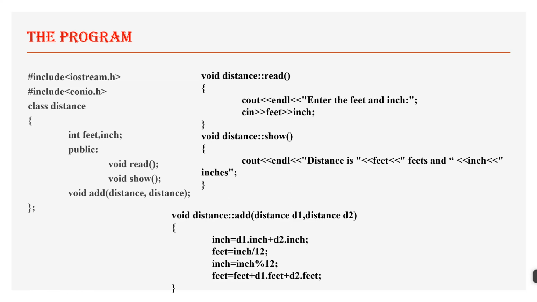Now coming to the function void distance scope resolution operator add. What are we adding? We are adding two distances d1 and d2 of type distance. That means I am taking two objects from the main program, d1 and d2. What are the contents of the object? d1 dot inch and d1 dot feet. Kindly note, d1 dot feet and d1 dot inch are the two member elements of the object.